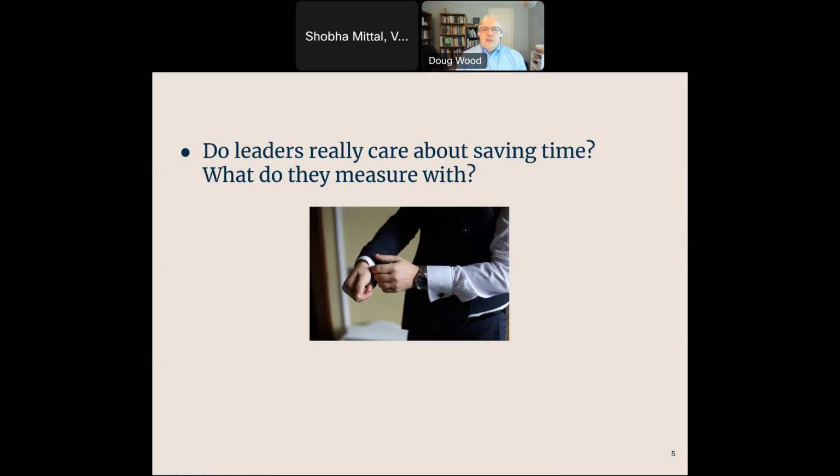I don't think your leaders really care about saving time. If they really cared about saving time in minutes and seconds, they would do strategic planning in minutes and seconds. What do they measure everything with? What is the key measure of strategic planning?